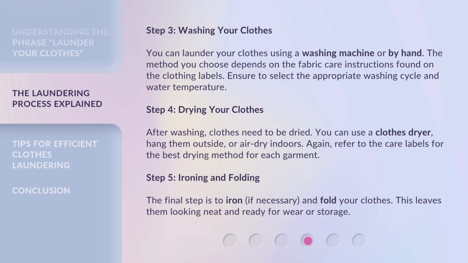Step 4. Drying your clothes. After washing, clothes need to be dried. You can use a clothes dryer, hang them outside, or air dry indoors. Again, refer to the care labels for the best drying method for each garment.